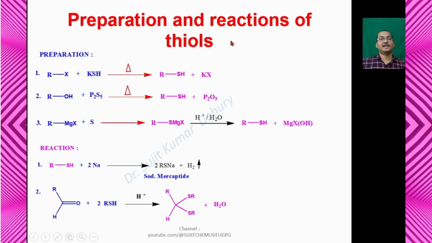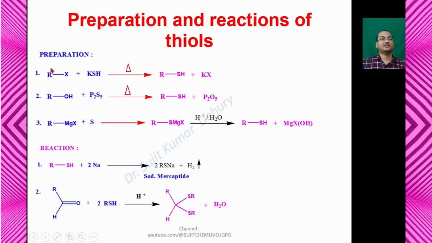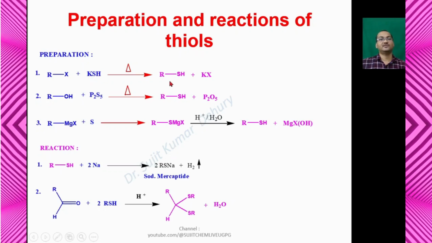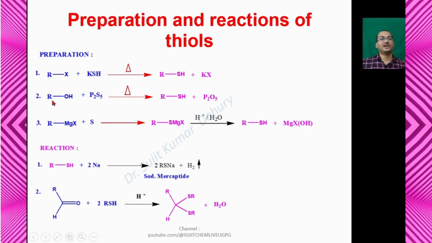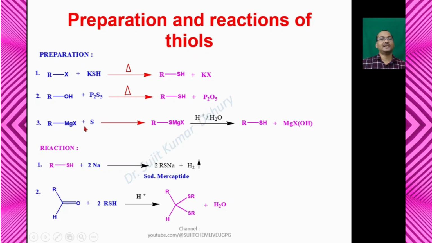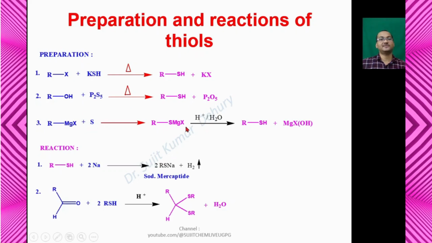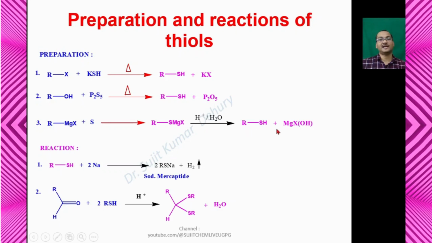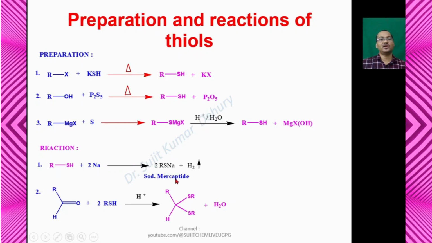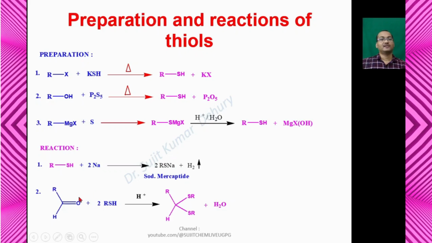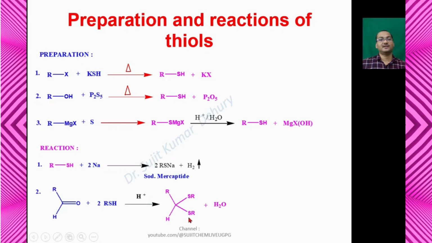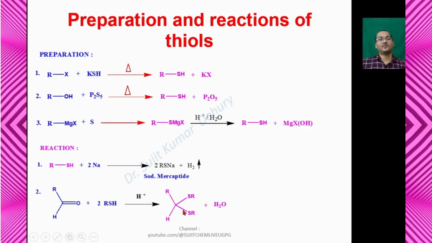So next is the preparation and reactions of thiols. So first we start with alkyl halide. If you react with potassium hydrogen sulfide, KSH, you get RSH. Similarly, if you treat alcohol with P2S5, that becomes RSH, thiols. Similarly, RMgX can react with sulfur, giving rise to RSMgX. Upon hydrolysis, it gives RSH, thiol. Then reaction: thiols can react with sodium, giving rise to sodium mercaptide, RSNa. Then ketone can react with RSH, thiols, in the presence of an acid catalyst. You get the protected form of a ketone.